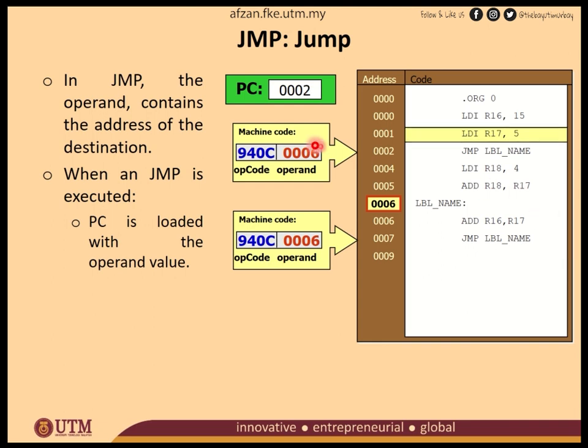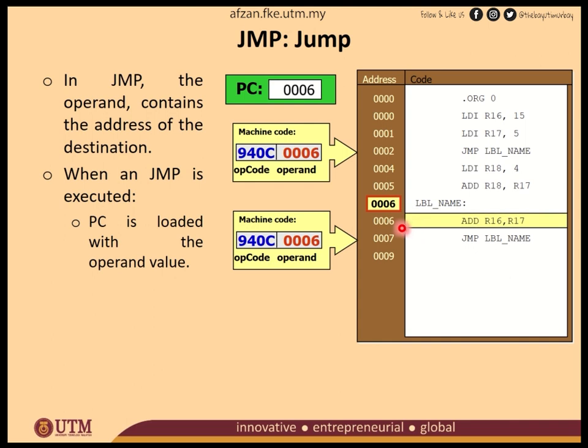Right, next, program counter 2 means that now the program counter points to this address, and then currently we execute this instruction here, LDI R17,5, which means we put 5 into R17. You see here the next instruction that the processor wants to execute is JMP label name. The label name is here. This is your label name. This label name is located at what address? 006. So this 006 will be placed into your program counter here. You see 006 goes to your program counter.